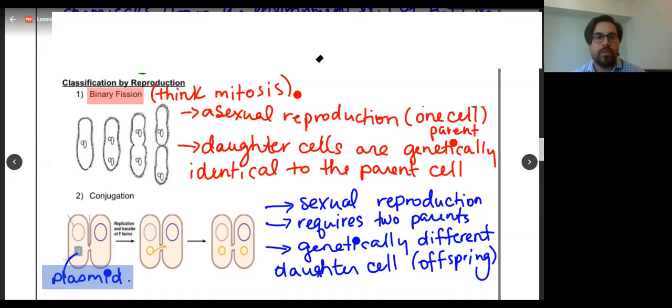Okay. So far, any questions for the first two types of reproduction methods for bacteria? No questions. Okay.